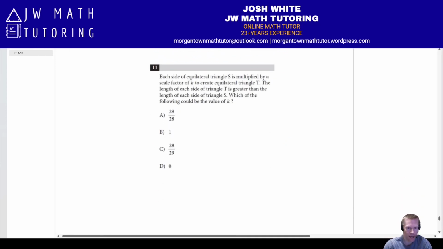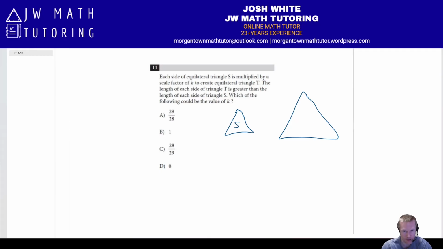All right, let's look at number 11 here. So you have an equilateral triangle S. Here's equilateral triangle S, and then you multiply it by a scale factor to create an equilateral triangle T. So here's S, here's T. The scale factor we're multiplying by is just K. The length of each side of T is greater than the length of each side of S. Which of the following could be the value of K?